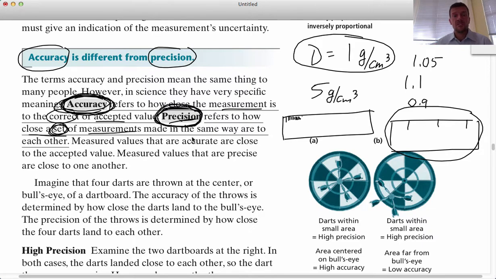Or it could be precise but not accurate, or it could be both, or it could be neither. Okay? So measured values that are accurate are close to the accepted value. Measured values that are precise are close to each other.